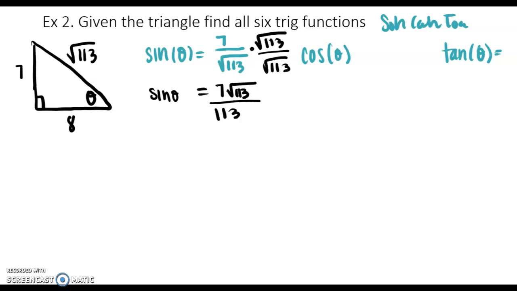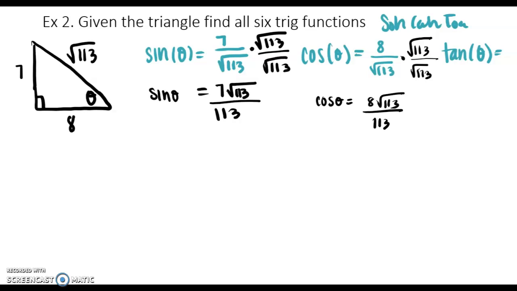And then we're going to go ahead and do the same thing for cosine. So that's going to be adjacent, which is 8 over square root of 113. And then we're going to go ahead and rationalize the denominator. And then tangent of theta is equal to opposite, which is 7 over 8. Okay, so now we're going to do the reciprocals.